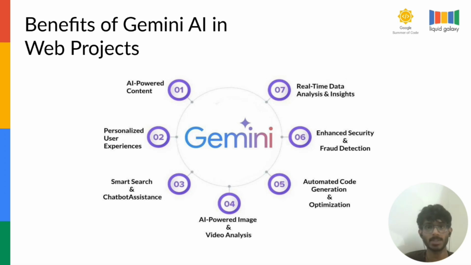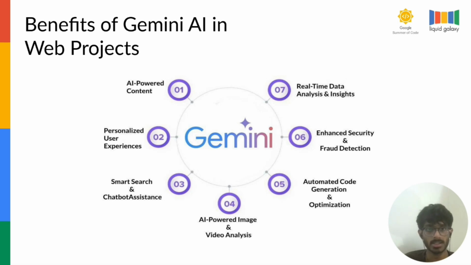So this slide displays a circular diagram with Gemini AI at the center surrounded by 7 benefits. Let's explain each one in sequence. So the first one is AI-powered content. Gemini AI can integrate high quality content effortlessly, whether it's text, image, or video. It helps developers create engaging and dynamic web experiences.